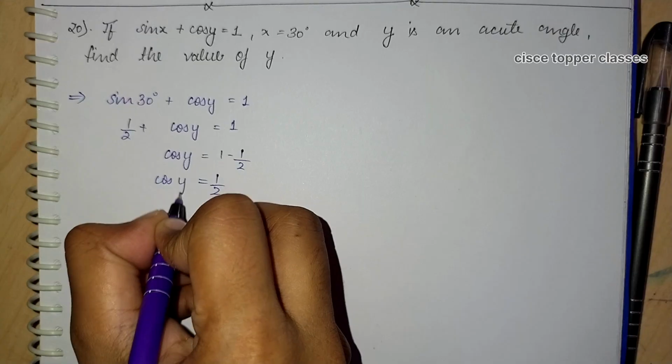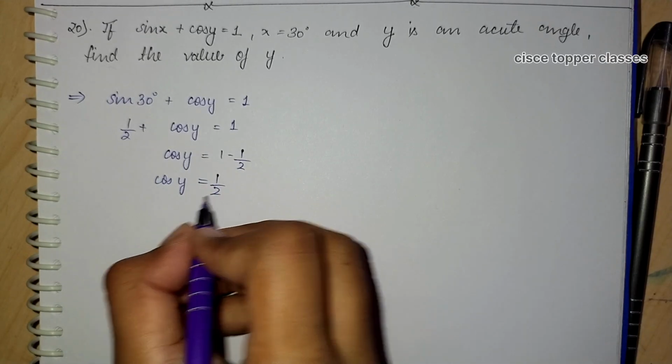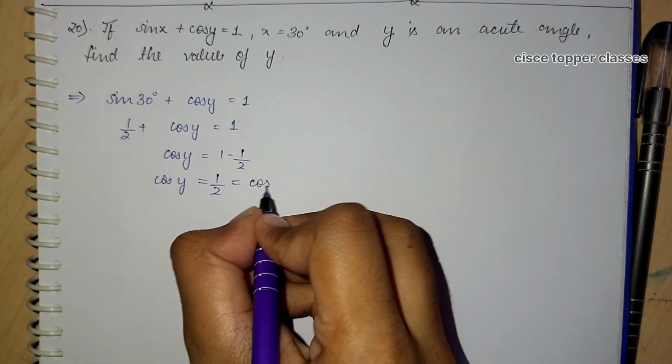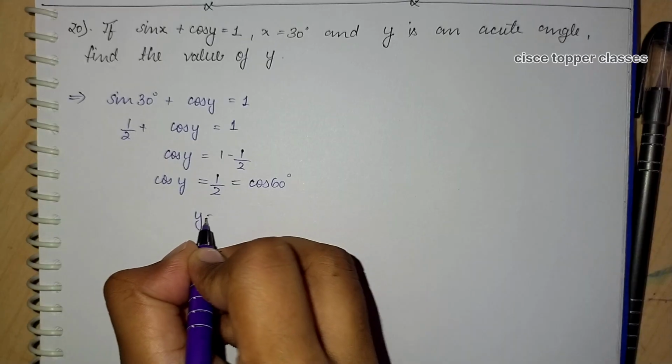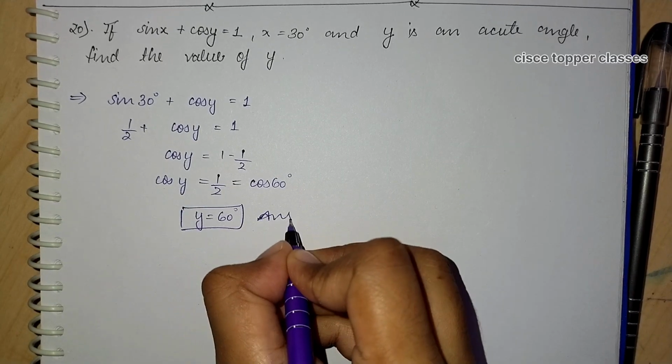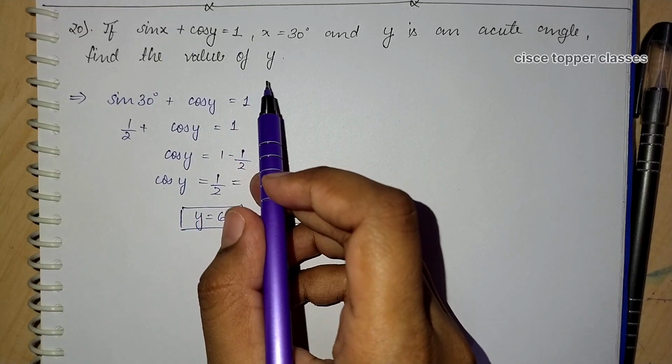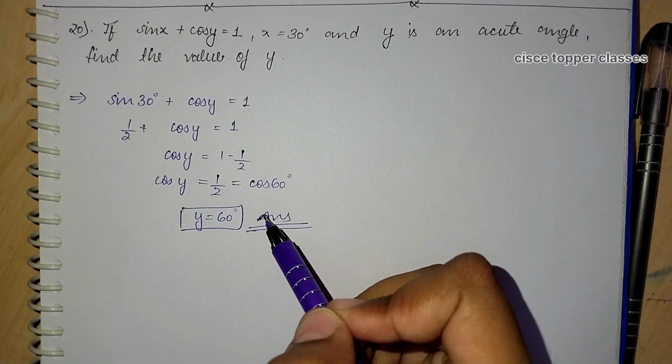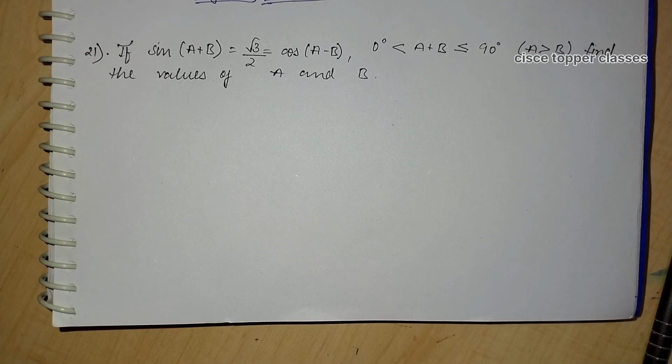So cos y is equal to 1 by 2, and from there we can write 1 by 2 as cos 60 degree, on comparing y is equal to 60 degree from here. So this is the final answer here in this question. We have to find the value of y only. So this is the solution of 20 question. Let us solve question number 21.